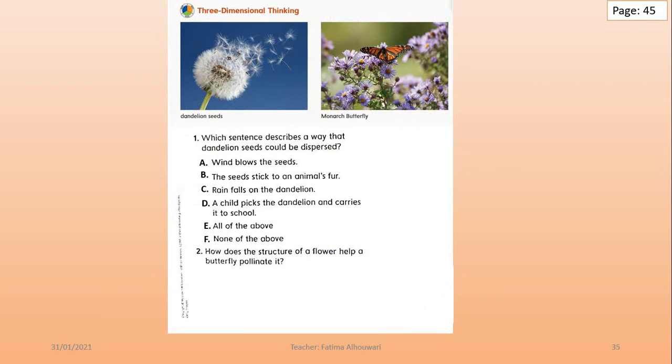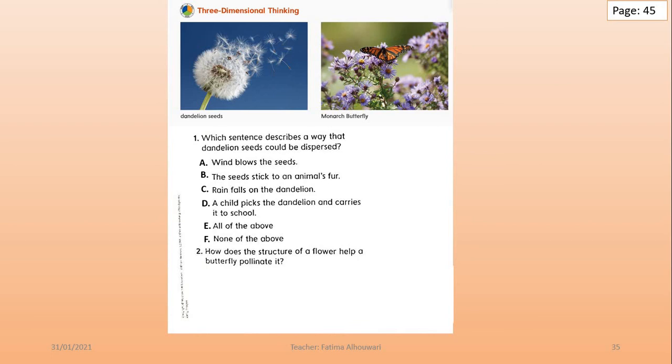Let's see question number 1, page number 45. Which sentence describes a way that dandelion seeds could be dispersed? Let's read them one by one. A. Wind blows the seeds. What do you think? Is this correct or not? Think about it. B. The seeds stick to an animal's fur. C. Rain falls on the dandelion. D. A child picks the dandelion and carries it to school. E. All of the above. F. None of the above.